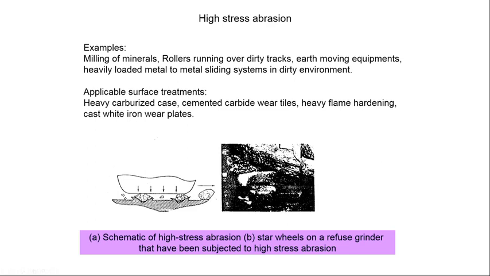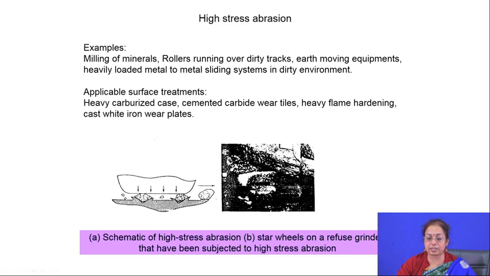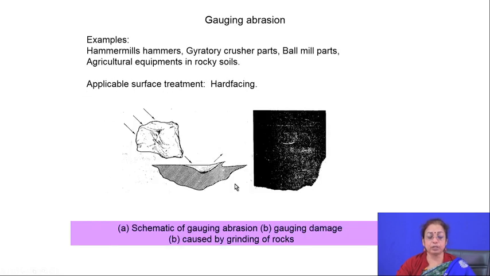So, by that process, if you see the characteristic features of high stress abrasion, you will find that there are scratch marks and naturally a lot of grooves formed on the surface. These grooves give you information about the micro deformation and subsequent failure phenomena. Now, if you quickly go through another type of abrasive wear, that is gouging abrasion wear.